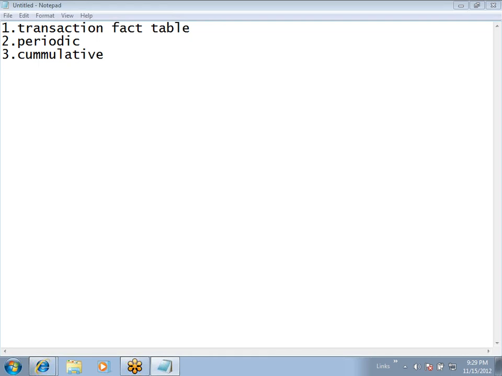The next one, the last type of fact table, is cumulative. This is a very rare case we can see. Most of the time in our products we can see either a transaction fact table or a periodic fact table. What is this cumulative fact table? What is the use of this cumulative fact table?